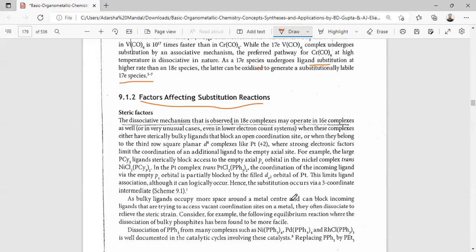For example, the large PCy3 ligand sterically blocks the access to the empty axial pz orbital of the nickel complex. In the platinum complex, the coordination of the incoming ligand via the pz orbital is partially blocked by the filled dz2 of the platinum. So this limits ligand association, although it can logically occur, hence the substitution occurs via a three-coordinated intermediate.